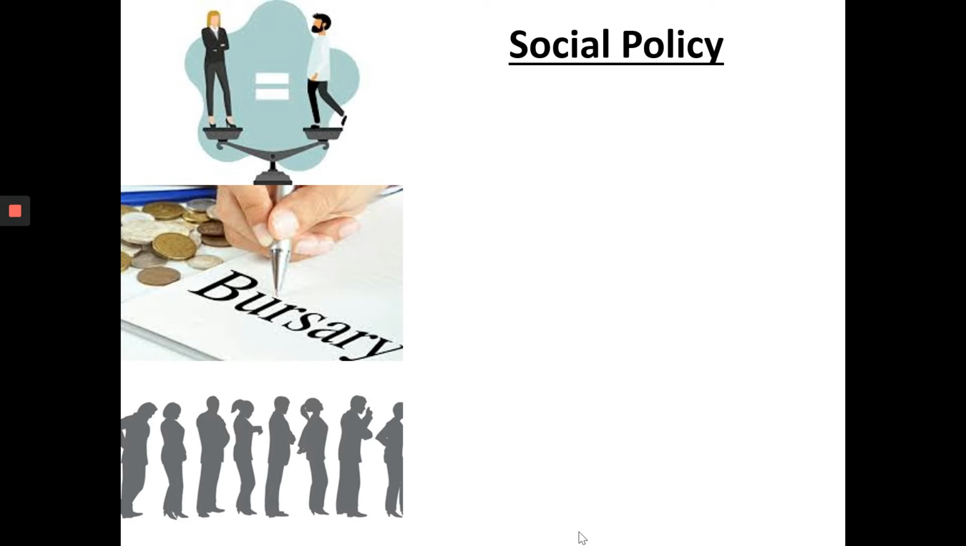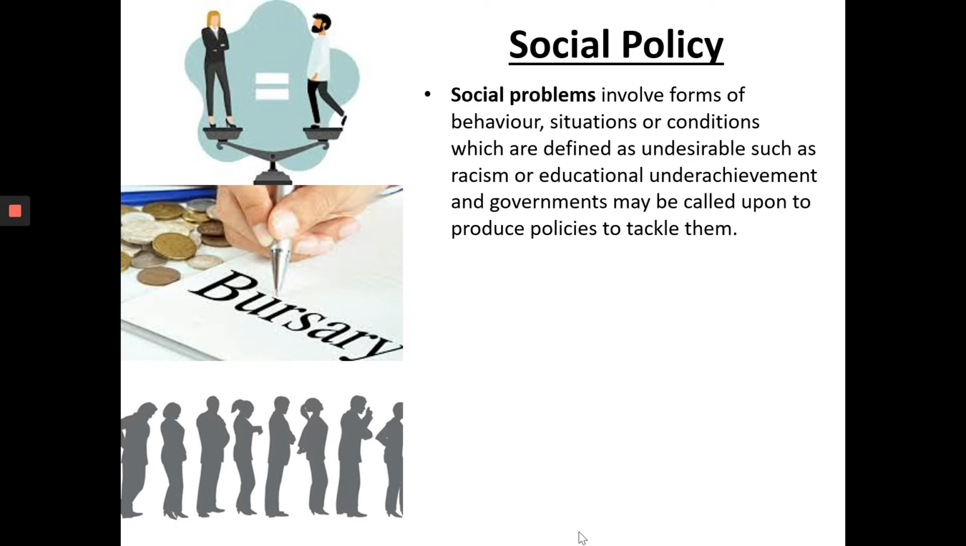Okay, so just some definitions then. So social policy is linked to social problems and sociological problems. So just to sort out what the difference is between them, a social problem involves forms of behaviour, situations or conditions which are defined as undesirable. So things like racism, educational underachievement, crime, deviance, they are all sorts of things that are considered problems in our society, and government might be called upon to tackle those problems or reduce them.